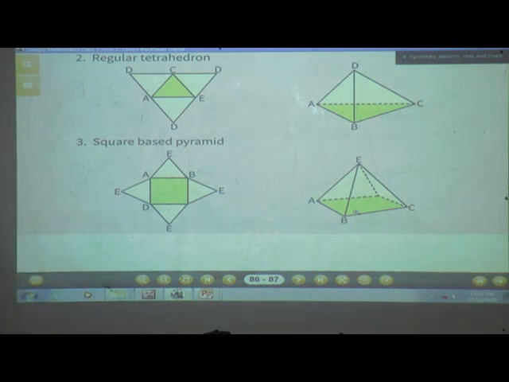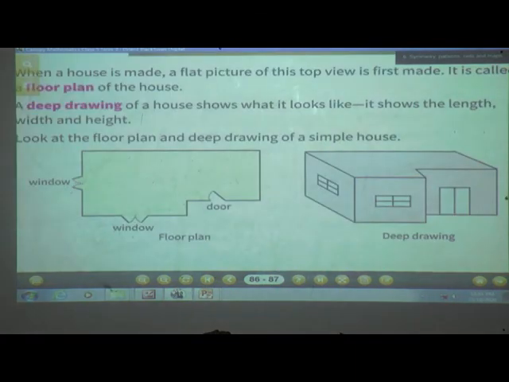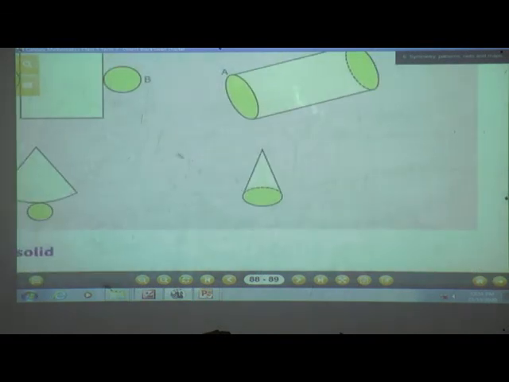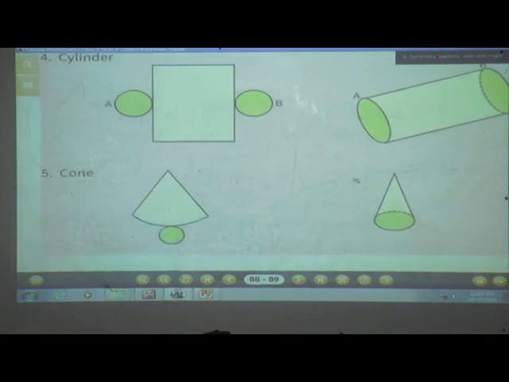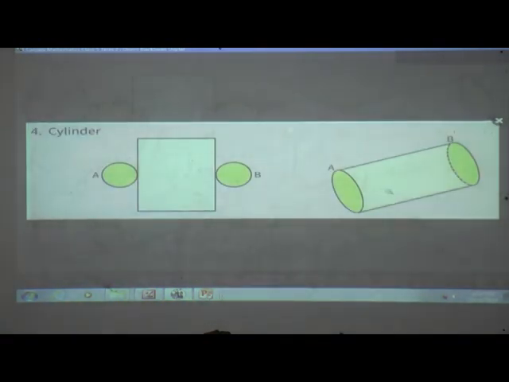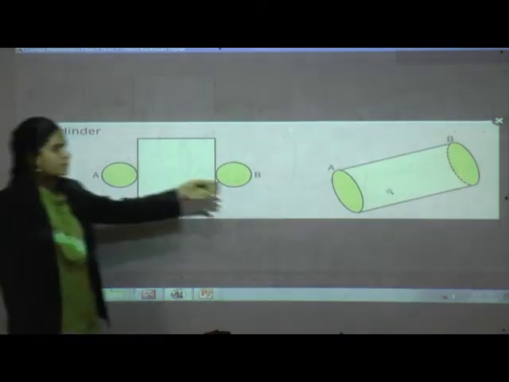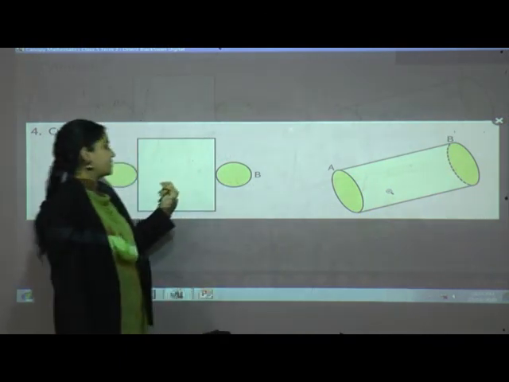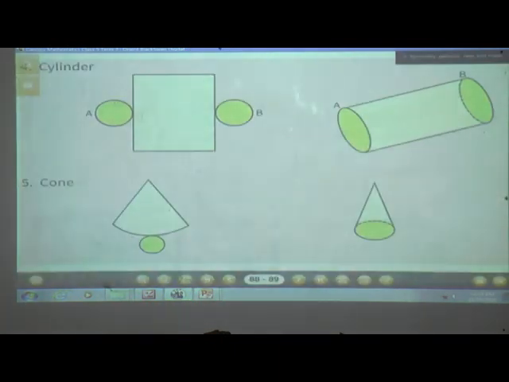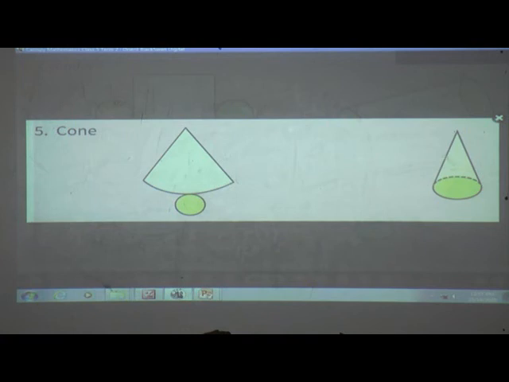So students, open page number 88. See carefully. Here also some examples. This one is a cylinder shape. This is a cylinder, so this one is a net of a cylinder. Now next figure, here a cone. This one is a cone and this is a net of a cone.